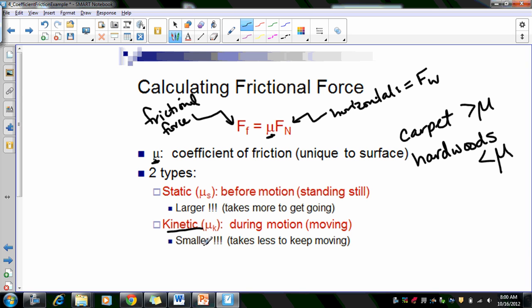So kinetic is smaller. Another reason is, again, thinking back to inertia: once an object is moving, it wants to keep moving. Whenever you're pushing with a force, yes, you're still pushing against friction, but the object wants to keep moving, so it doesn't take as much force to keep it moving. So static is larger, kinetic is smaller. Anyone who's pushed a car also knows this. It's harder to get the car rolling than it is to keep it rolling. So what we're going to do now is just do some examples that you might see.